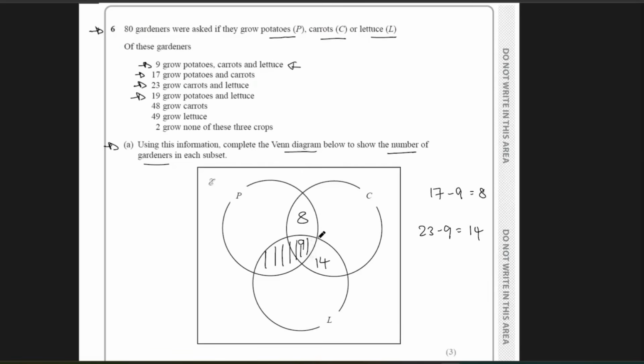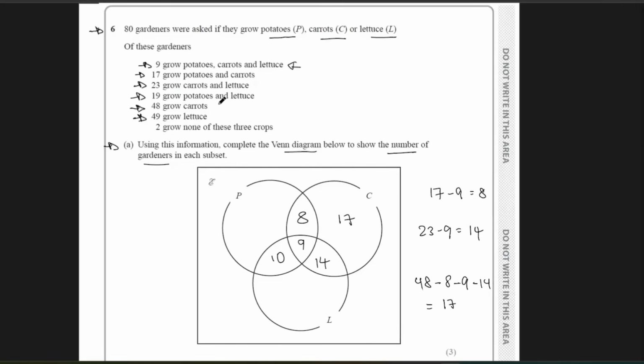So 19. 9 out of 19 has been accounted for. Only 10 remain. Next, 48 grow carrots. The circle for carrots represents 48 gardeners. Some of the gardeners have been represented. We need to subtract 48 minus 8 minus 9 minus 14 to get the number of gardeners who only grow carrots. That gives us 17. So the number of gardeners who only grow carrots is 17.